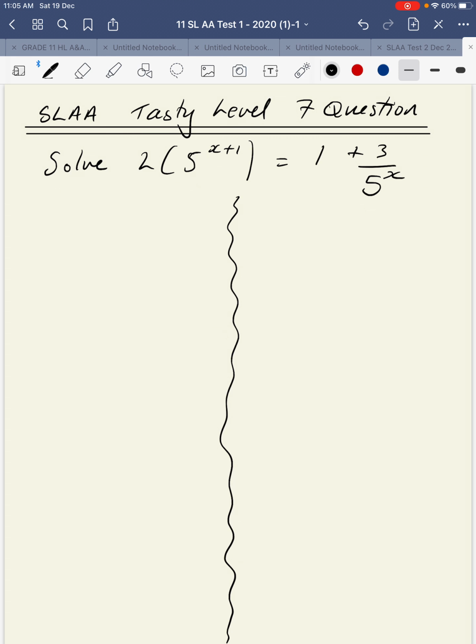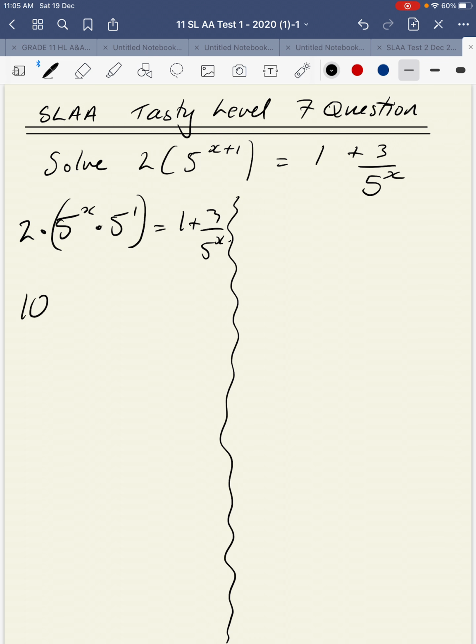So I'm just going to keep playing with the left hand side over here. This is 2 times 5 to the x in bracket here times 5 to the 1. Can you see that? You'd add the exponents to get x plus 1. On the right hand side is 1 plus 3 over 5 to the x. So this is 10 times 5 to the x equals 1 plus 3 over 5 to the x.